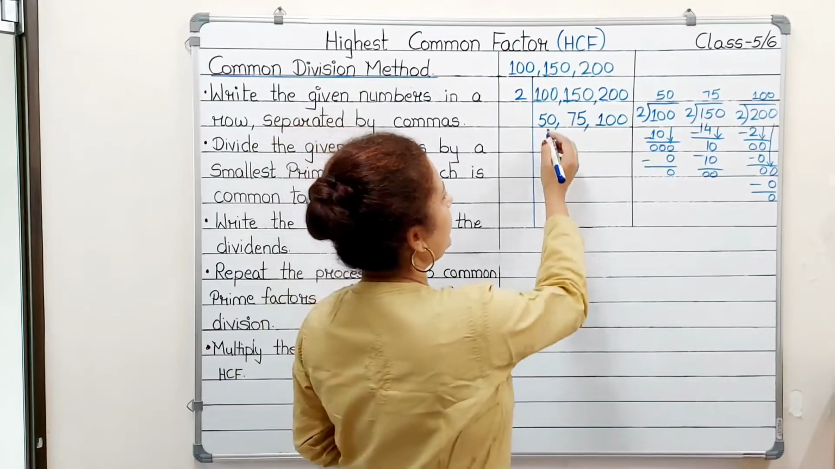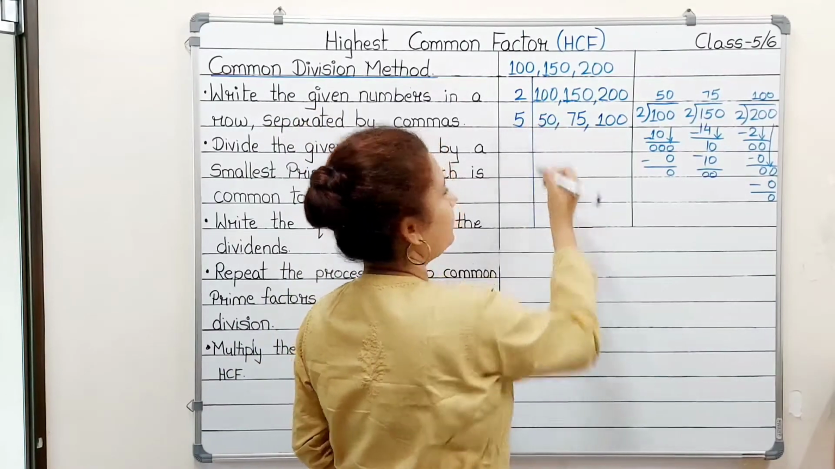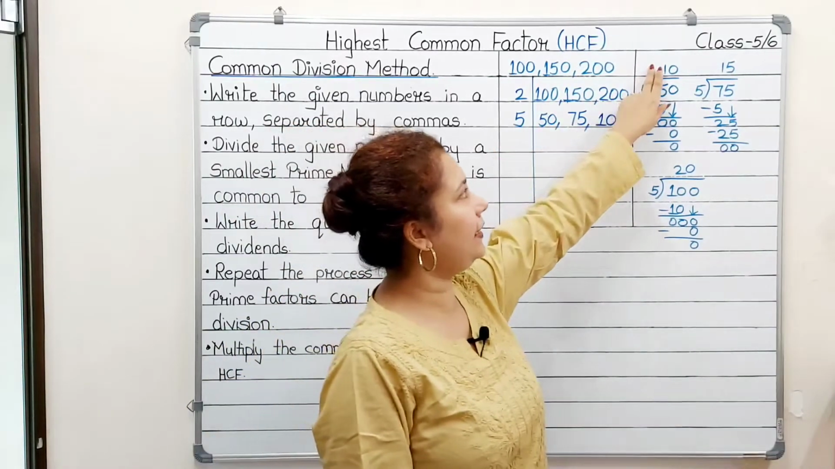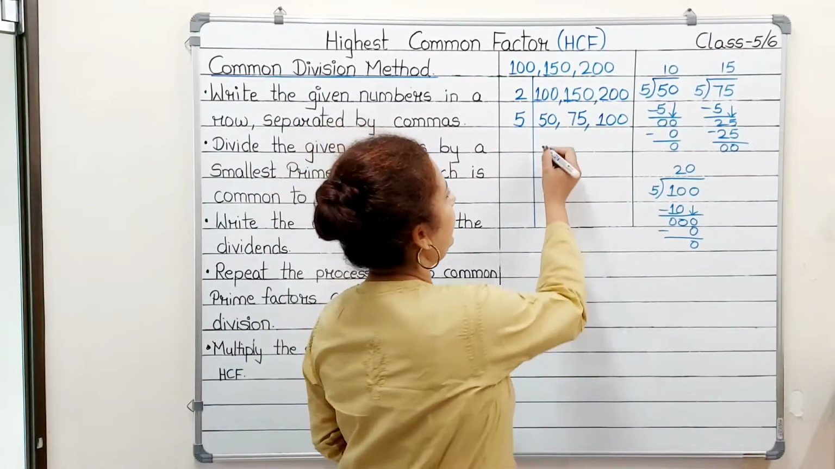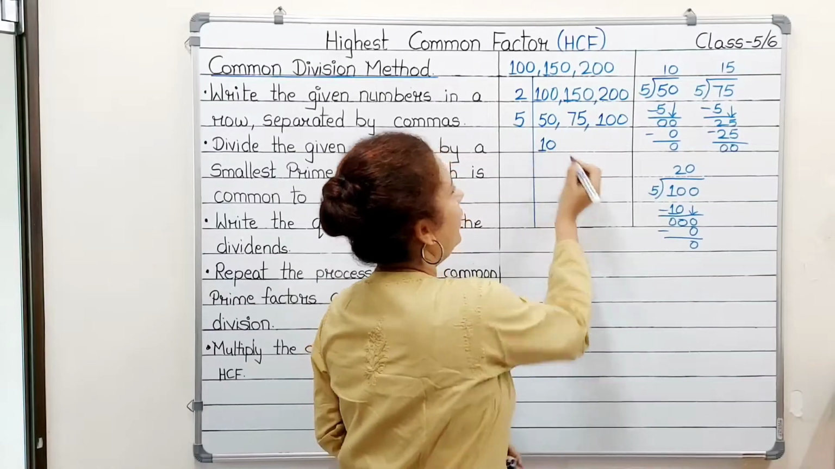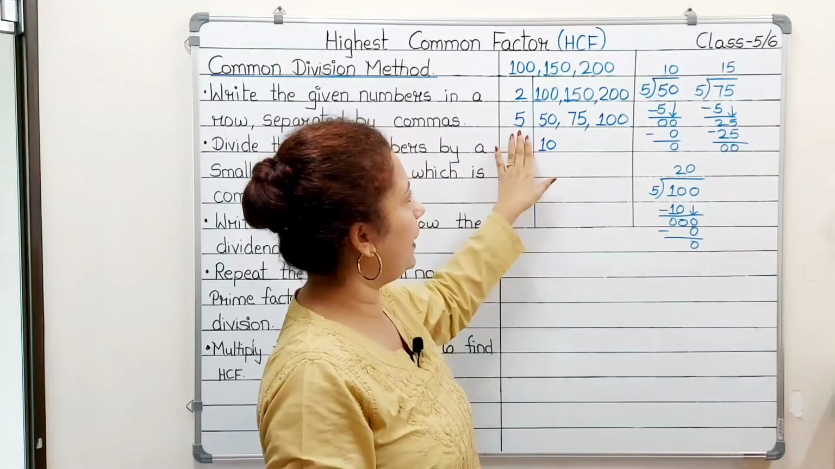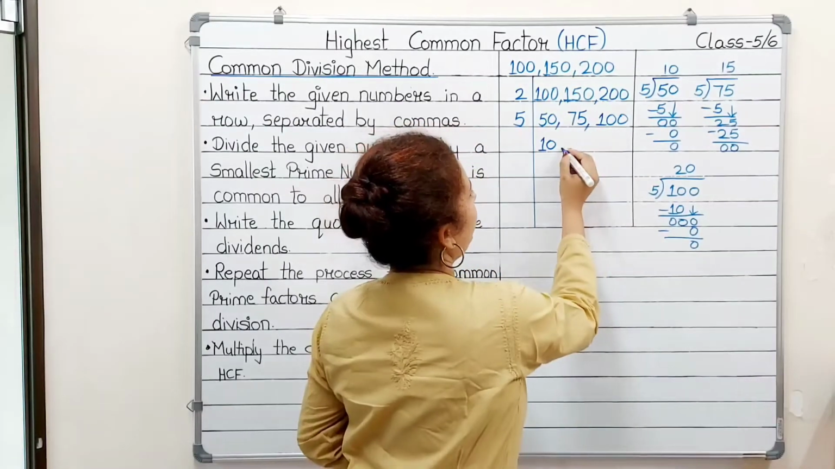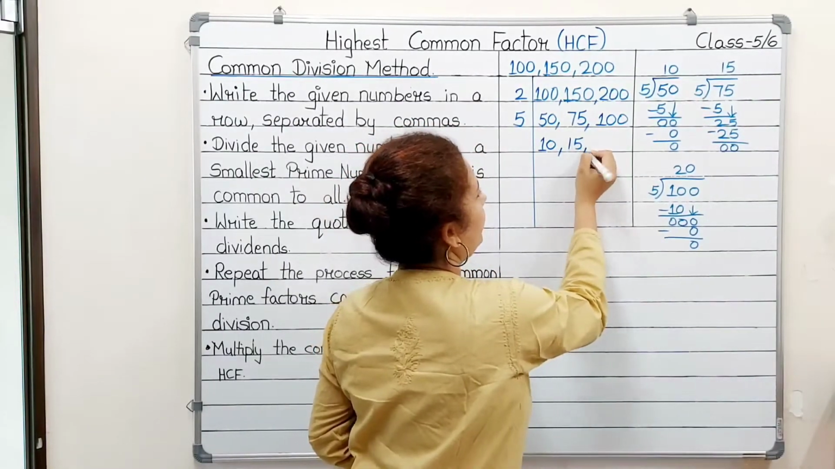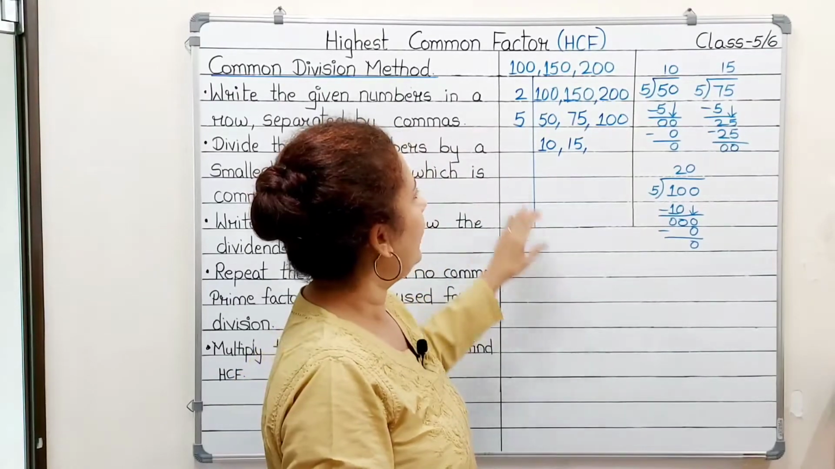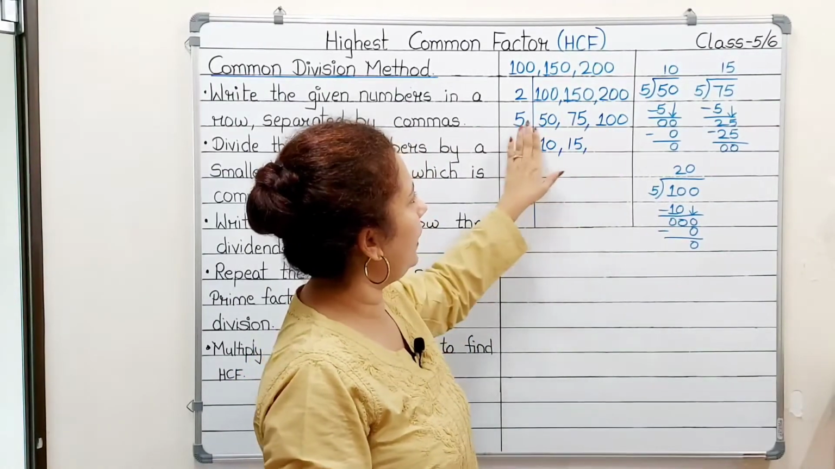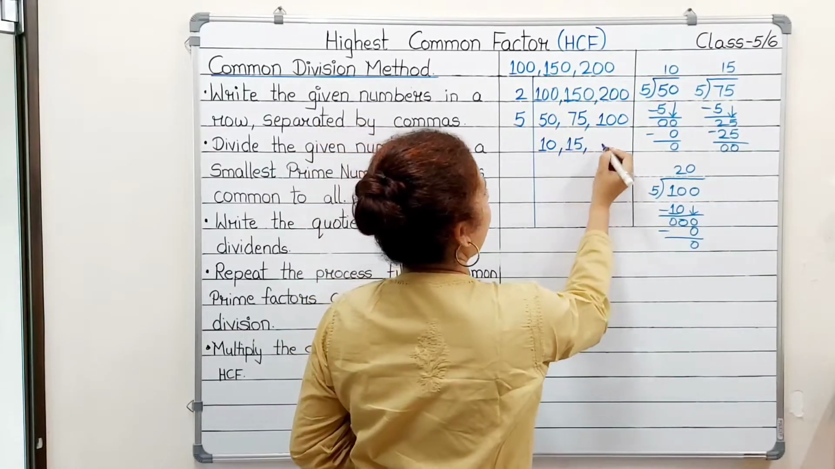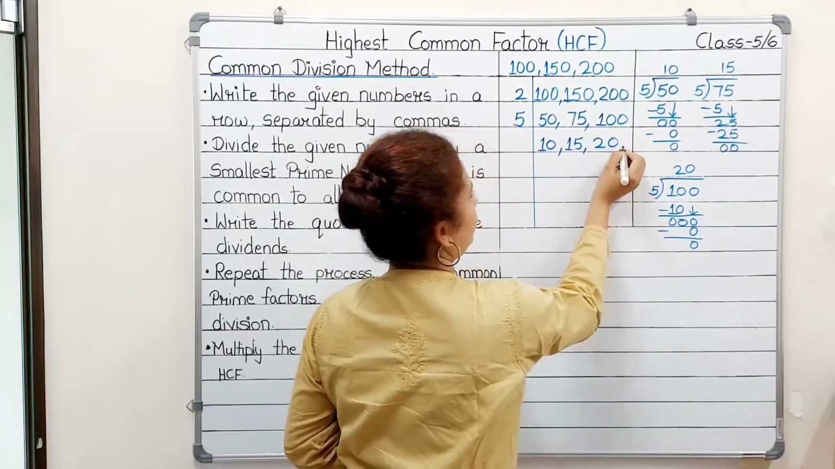So we will divide these numbers by 5. When we divide 50 by 5, we get 10 as a quotient. So we will write 10 below 50. When we divide 75 by 5, we get 15 as the quotient. So we will write 15 below 75. When we divide 100 by 5, we get 20 as the quotient. So here we will write 20.